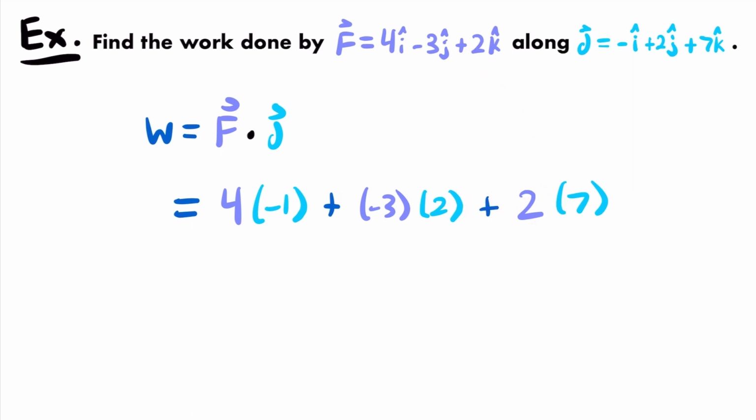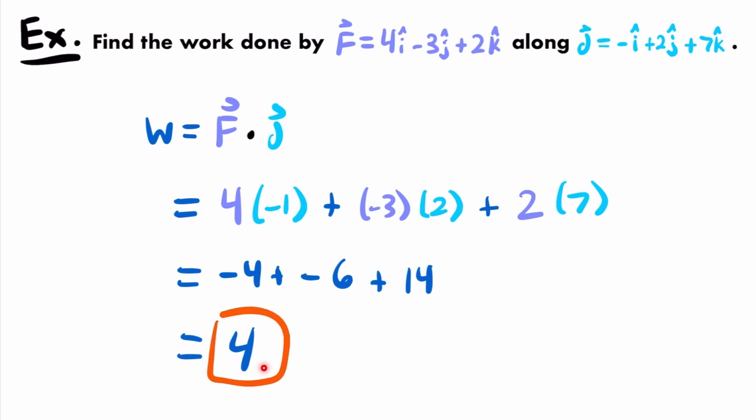Now if we simplify, 4 times negative 1 is negative 4, so this is equal to negative 4 plus negative 3 times 2, that's negative 6, plus 2 times 7, which is 14. Now negative 4 plus negative 6 is negative 10, plus 14 will give us positive 4. And so positive 4 is the work done by this force vector along this distance vector.